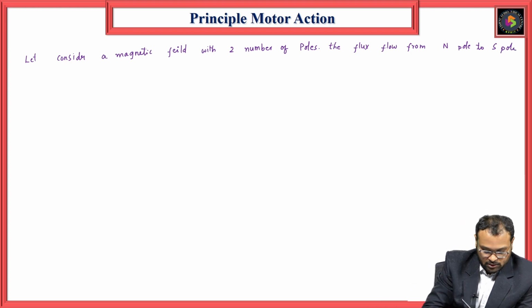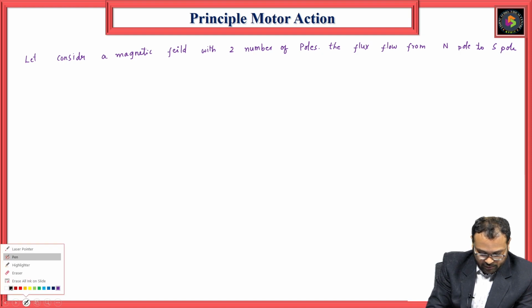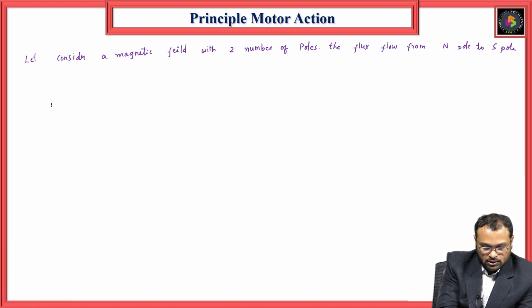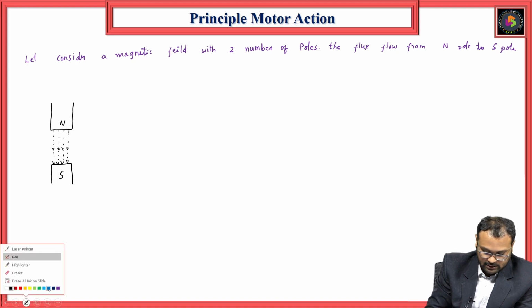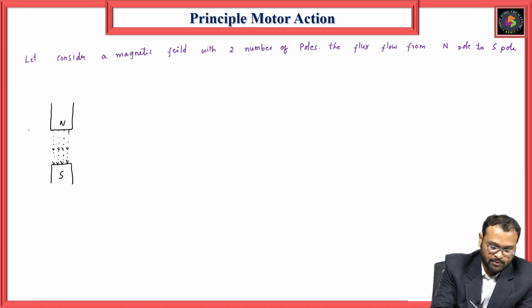So now I am going to draw a field to understand the concept. Suppose this is my north pole and this is my south pole, and we know that flux will flow from north to south. It has a flux density of B.